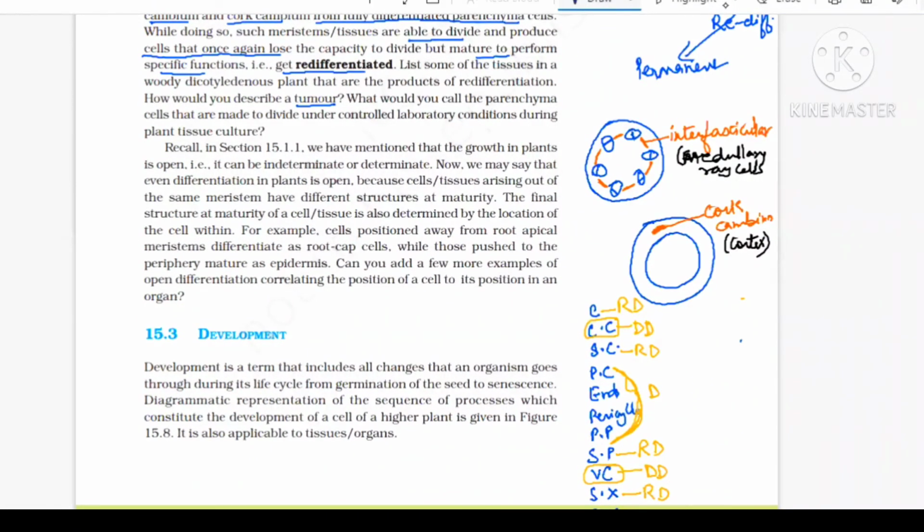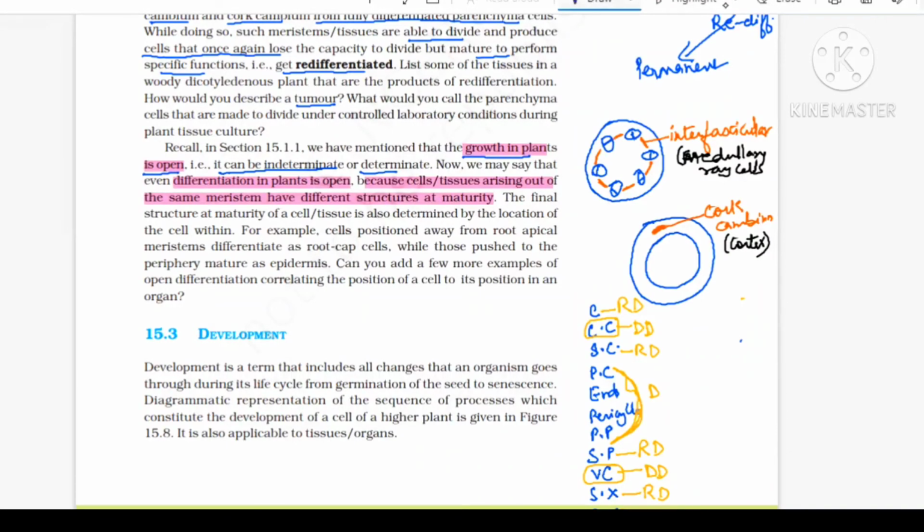Here we have already studied that growth of the plant is open. It can be indeterminate also, or determinate. Now we may say that even differentiation in plant is open. So up till here, what we have studied is that growth is open, and now we are saying even differentiation is also open, because the tissue which are arising out of the same meristem can form different structure at maturity. Is it clear? Please, it is very important.